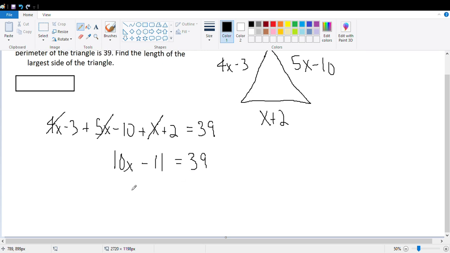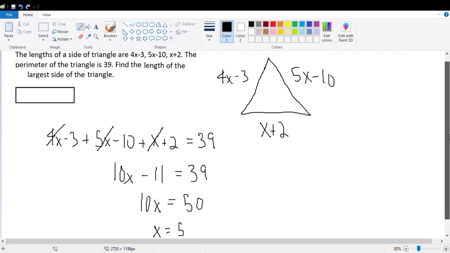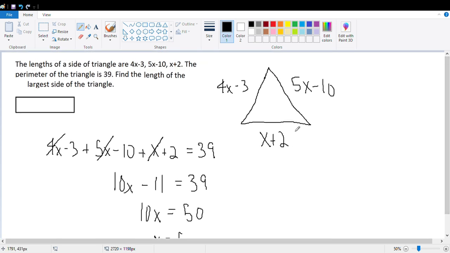We add 11 to both sides. We get 10x equals 39 plus 11, which is 50. And we get that x equals 5 by dividing by 10 on both sides. Okay, so now that we have that x equals 5, let's see which of these sides is the longest one by checking their actual values.